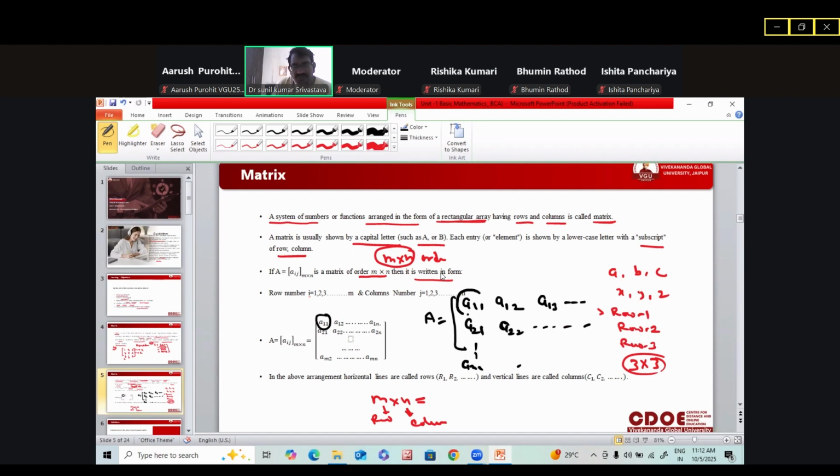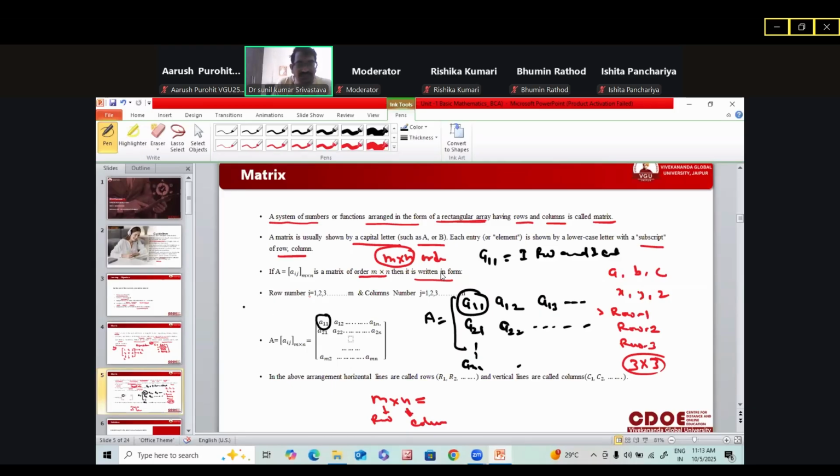A11 denotes the position of the element, where the element is located in the matrix. A11 means first row and first column. In this way, A12 means first row but second column. A13 means first row but third column.